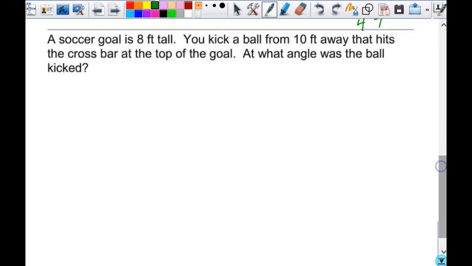All right. So a soccer goal is 8 feet tall. You kick a ball from 10 feet away that hits the crossbar at the top of the goal. At what angle is the ball kicked? All right. I'm going to give you a second. I want you to draw the picture.